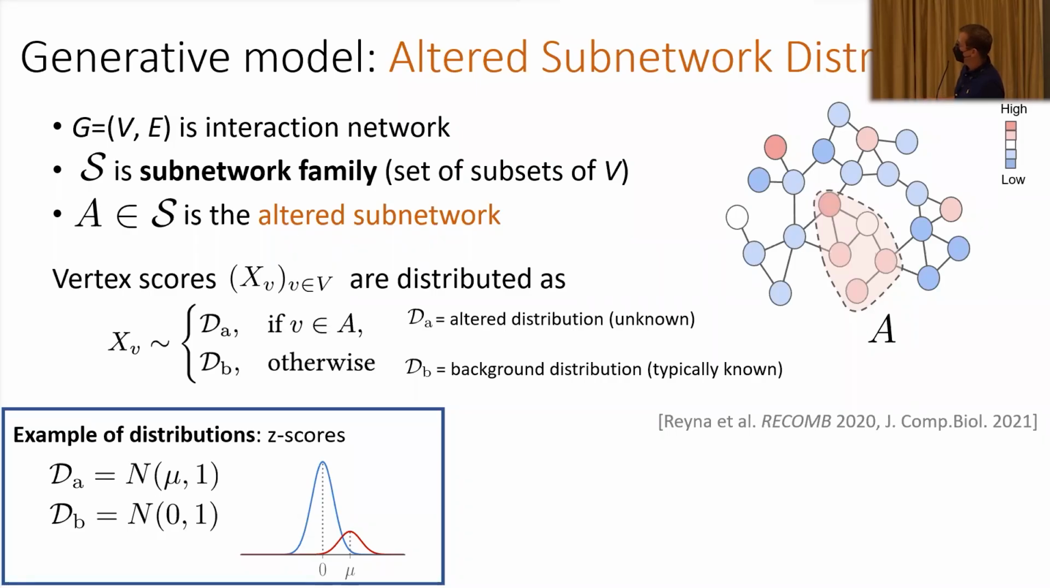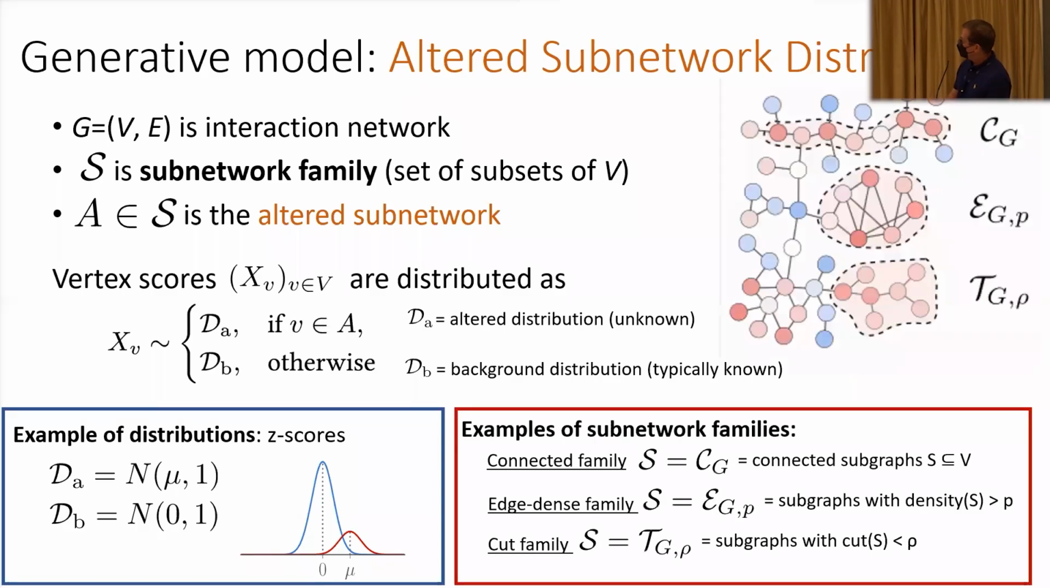So for simplicity, you could think of these scores as coming from two normal distributions. And this becomes like a network mixture model, if you will, where the background model is a normal distribution with mean 0, and then in your altered subnetwork, your scores are higher, so you have some higher mean mu. Okay? The subnetwork families, you can then think of all the different approaches people have tried. You could think of pulling out connected subgraphs with high scores, or maybe you want edge-dense subnetworks, so you want cliques, or maybe you want graphs with minimum cut size. Maybe you want somehow propagation subnetworks, whatever that means.